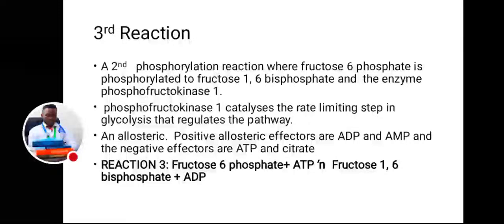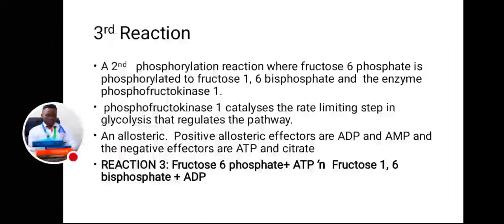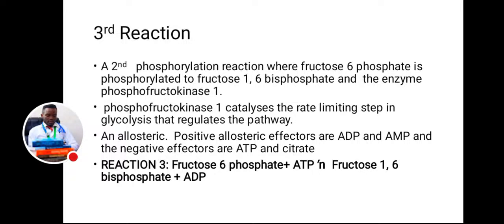Then reaction number 3 is the second phosphorylation reaction, where fructose 6-phosphate is phosphorylated to fructose 1,6-bisphosphate. The enzyme that catalyzes this reaction is called phosphofructokinase 1. Phosphofructokinase 1 catalyzes the rate-limiting step in glycolysis, which regulates the pathway. Then we also have what we call allosteric regulation. Remember, an enzyme has two sites: the site where the substrate binds is called the active site, and the other site is called the allosteric site.